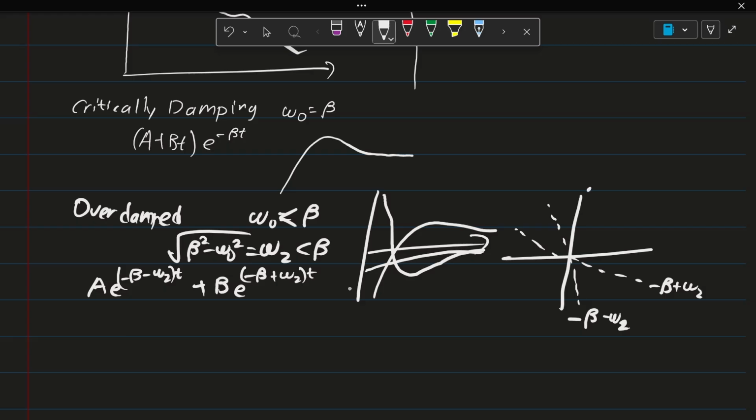So most of the paths would be tangential to the negative beta minus omega 2 line first, but then later they will correspond to the one that is decaying much more slowly. So it will try to go into a tangential component. So it would have this turning point. If it goes like this, it's going to turn and it's going to head towards zero. Same thing in this direction.